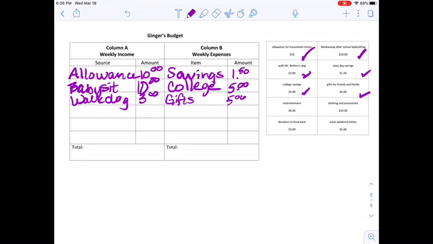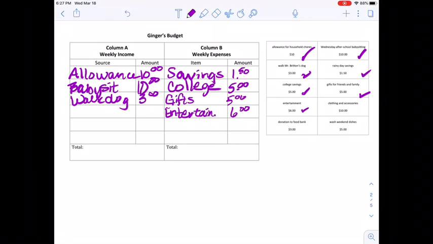Entertainment. Entertainment means I'm going to spend money doing some things I enjoy doing. Maybe I'm going to the movies. Maybe I'm going to Main Event. Maybe I'm going to play some video games. But I'm spending money doing fun things I like to do. So entertainment is $6, and that is an expense. So I'm going to put entertainment on my expense column, and it's $6.